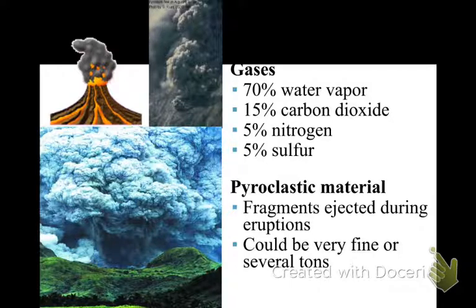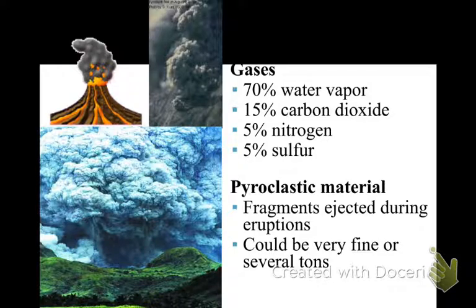70% of the gases in a volcano are actually just water vapor. It's going to be obviously very, very hot water vapor, but there is a lot of water within it. 15% of it's going to be carbon dioxide, about 5% nitrogen, and 5% sulfur. Sulfur, if you know anything about it, smells like rotten eggs. So it's going to stink as it lets out some of that gas.